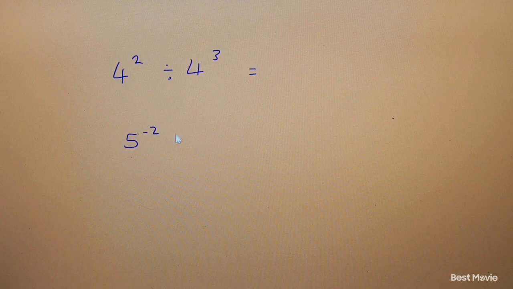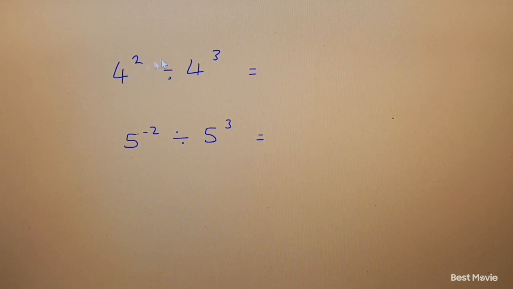Okay, so here's one for you to try. 4 squared divided by 4 to the power of 3, and 5 to the power of minus 2 divided by 5 cubed. Pause the video and have a go.